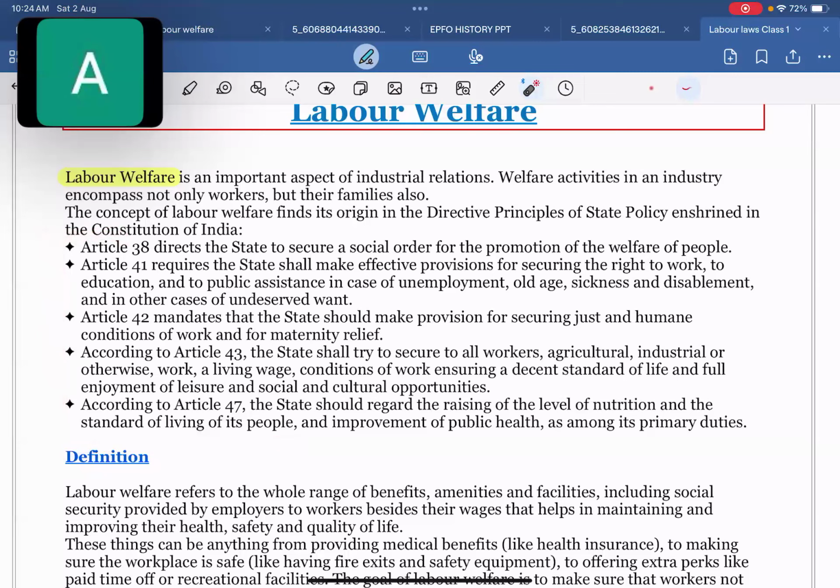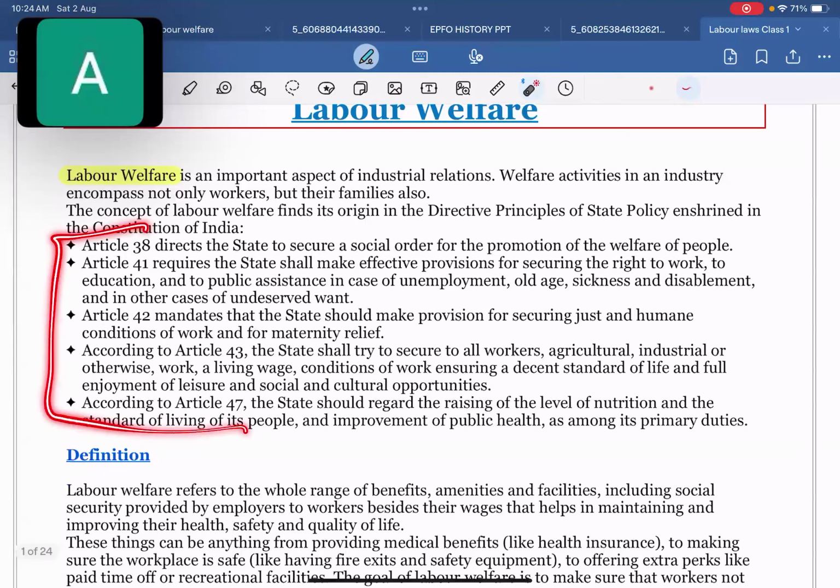How will the question come in the labor welfare section? They will give the article names and ask which of the articles is not connected with the labor welfare. Got my point? So these are the only articles which are connected with the labor welfare of the nation. So remember these five articles especially. You will definitely know some more articles in industrial relations as well, but do not get confused with the other things.